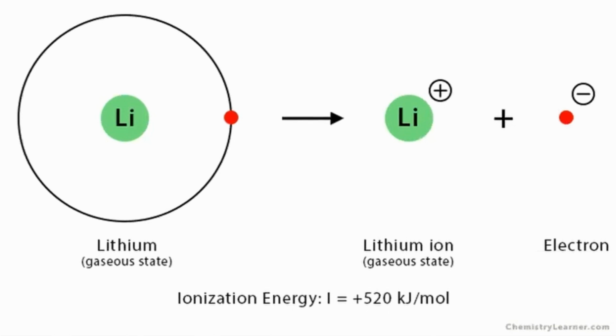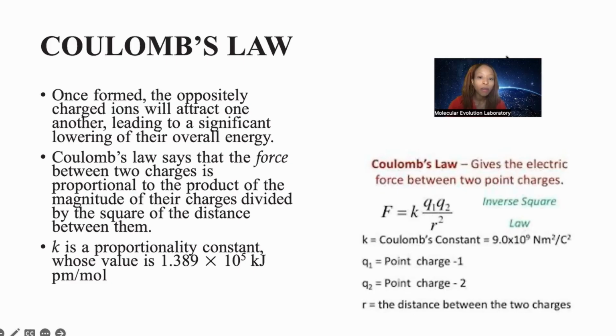Starting with a neutral metal atom and a neutral nonmetal atom, it will usually cost energy to form an ion pair, for example, a cation and an anion. Ionization energies are always positive, and the energy input to produce a cation from a metal is not offset by the energy release when an ion is formed from a nonmetal, which we already know. Once formed, the oppositely charged ions will attract one another, leading to a significant lowering of the overall energy.